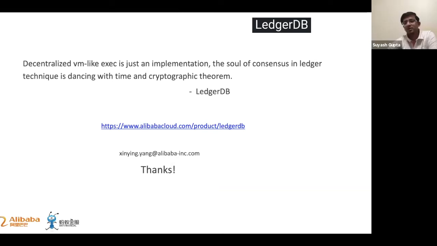So I have a question. Thank you for the presentation. How much is the replication? How many replicas are there in LedgerDB? In these experiments, how many replicas are you using?